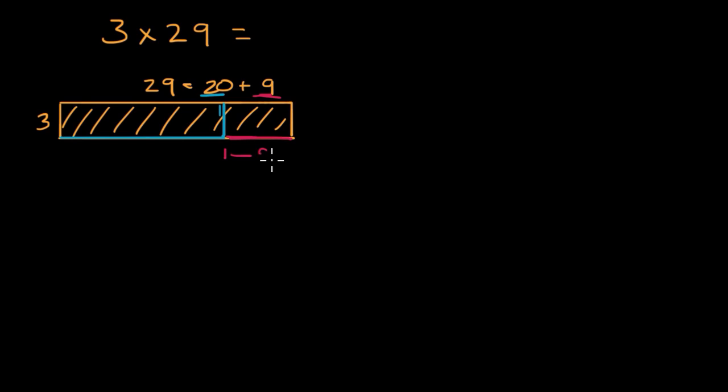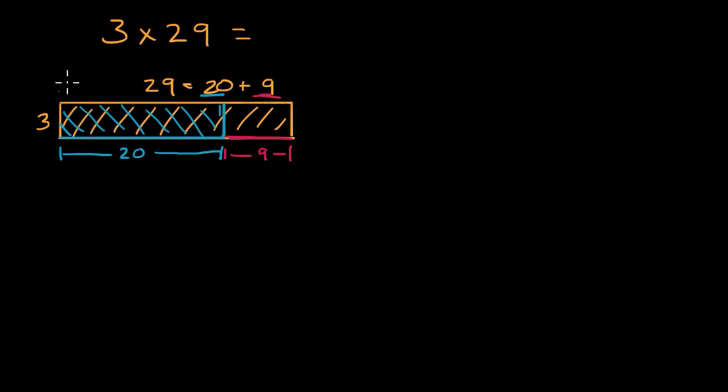So this is 9. And to be clear, this part right over here is 20. And it's still 29 units long, or wide, because 20 plus 9 is 29. Now the reason why this is useful is I can now think about these different areas. I can now think about this area right over here. It's 3 units high and 20 units wide.